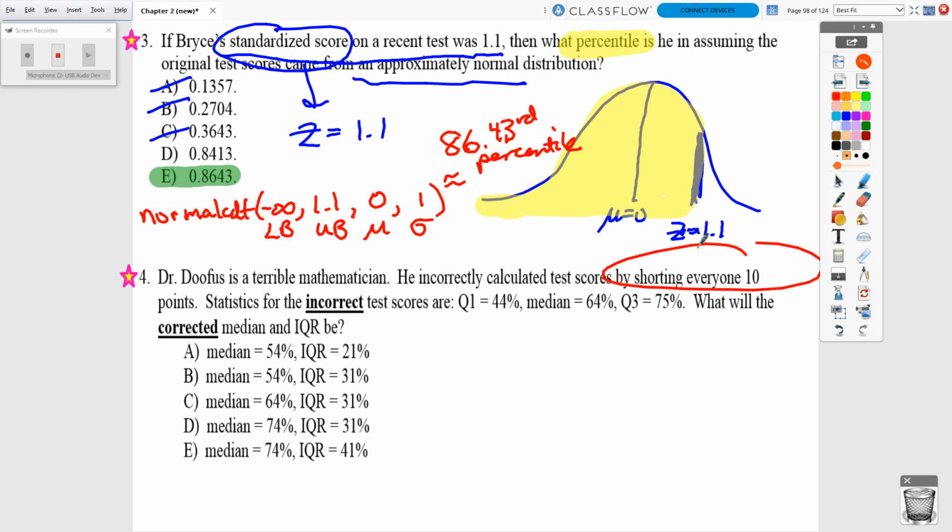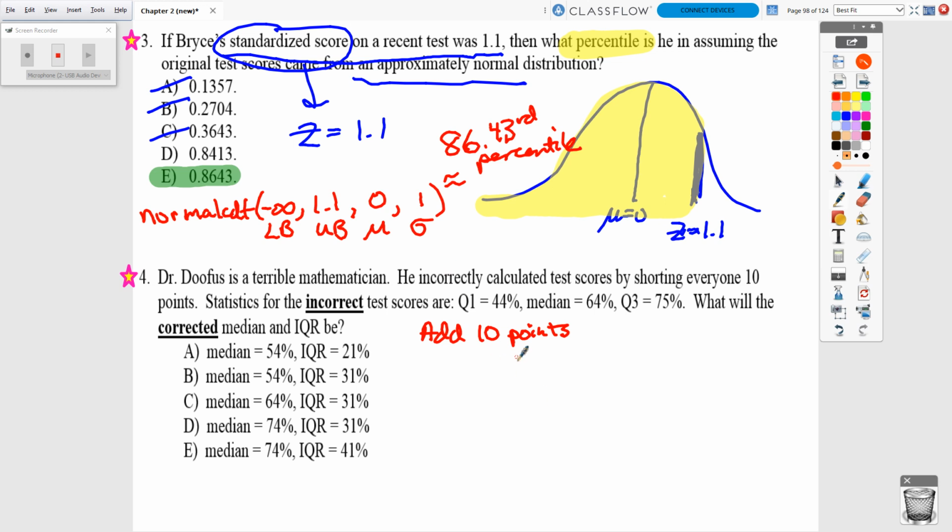So first we need to discuss what really needs to happen mathematically here. If Dr. Doofus shorted everyone 10 points, what is he going to need to do to make up for that? Well, he's going to have to add the 10 points back in, right? So he needs to add, well, not 10% per se, but 10 points. We'll just do 10 points. He needs to add 10 points back to their original scores, okay?